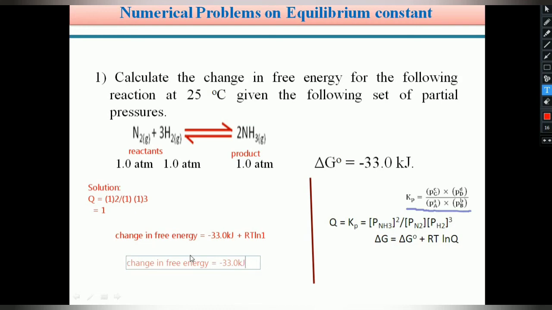Okay, so very simple problem, students. Here we are just using the formula delta G equals delta G naught plus RT ln Q, and for calculation of the equilibrium constant, for a reversible reaction Q is equal to the equilibrium constant. By applying this relation we found the Q value initially, and this Q value is substituted in this equation and we easily get the change in free energy. Very simple and easiest problem, students.